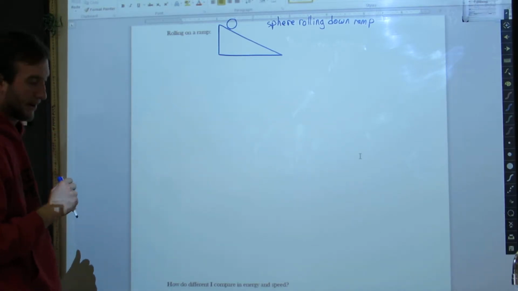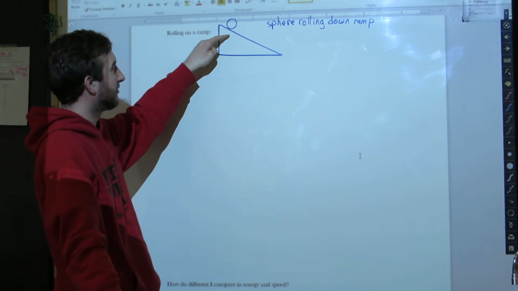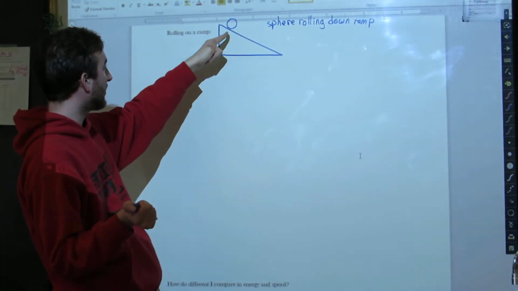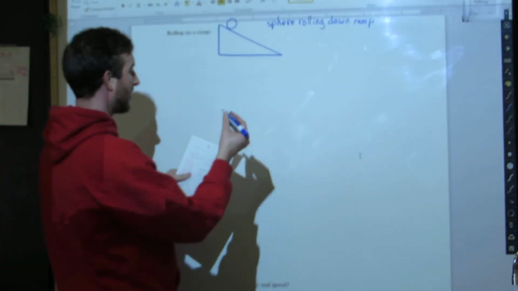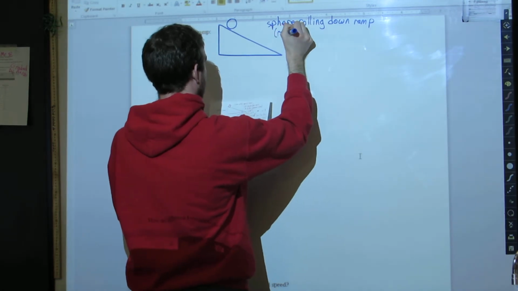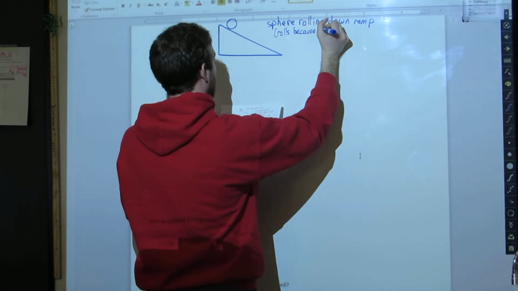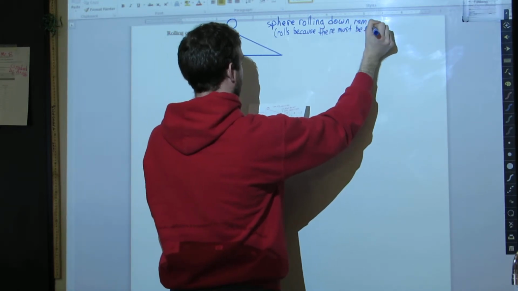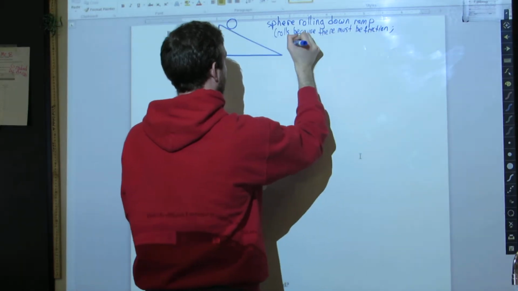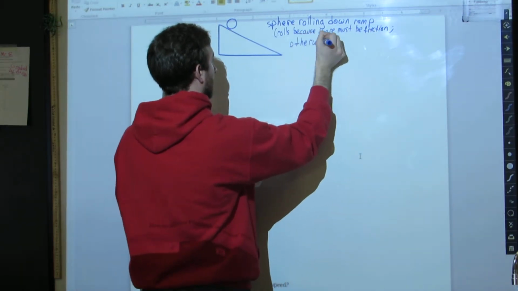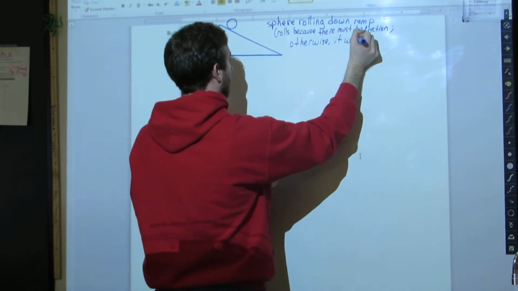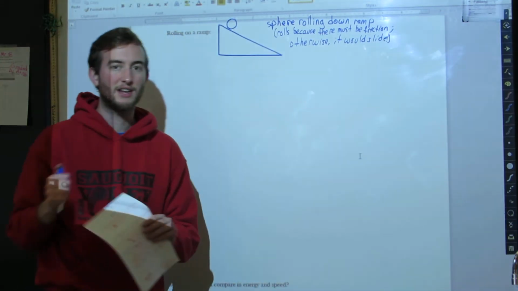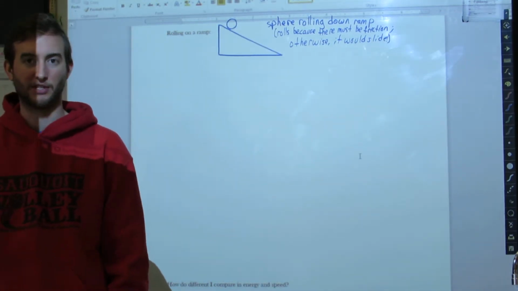If it were sliding down the ramp, what that would mean is there is not enough friction to make it roll. It would mean actually that it's completely frictionless. Okay? It would mean that there's nothing to cause any sort of rotation. So it rolls because there must be friction. Otherwise, it would slide. Okay? So if something's rolling, that is a dead giveaway that the surface between them is not frictionless.